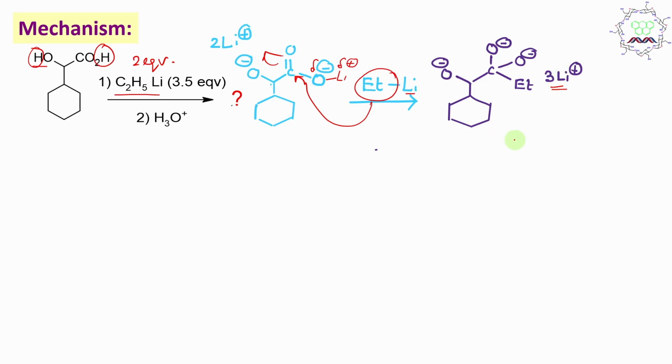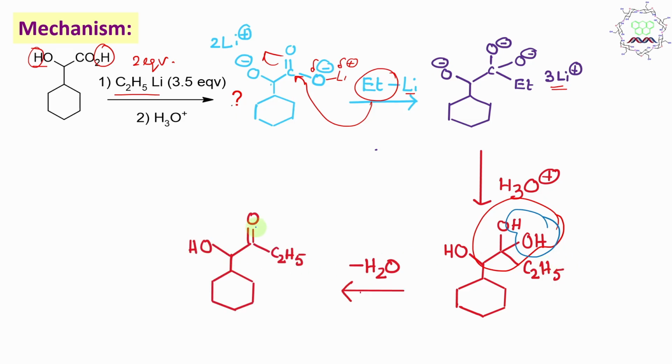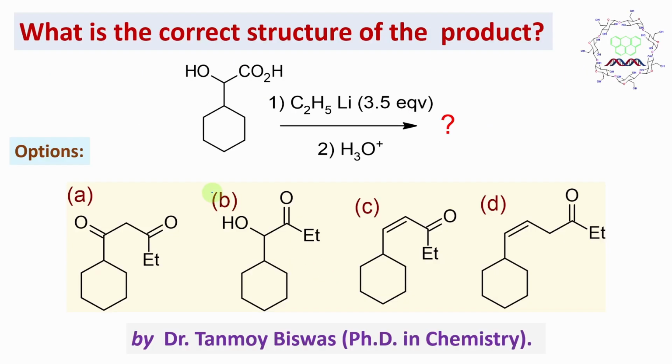In the next step, what you can expect is H3O plus, meaning acidic workup. So obviously all these O minuses will be protonated to produce this, and here if you look at this part, it is a gem diol. So what do you expect here? Let's remove one molecule of water. What will it result in? It will result in a ketone here. So ketone with the alpha position hydroxy restored. So alpha hydroxy ketone attached with ethyl. So this is the product. So this is the right answer.